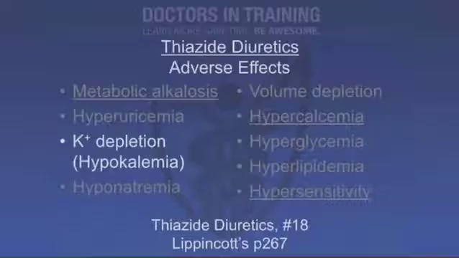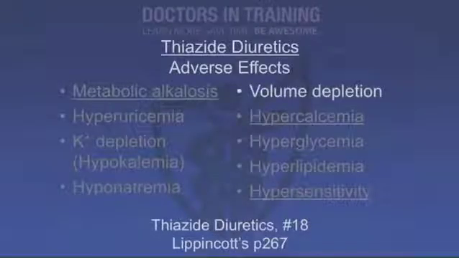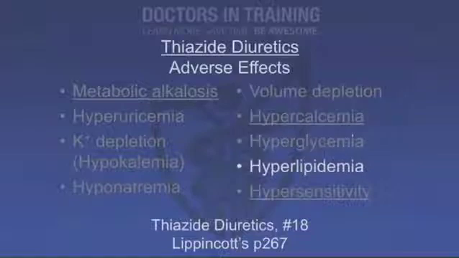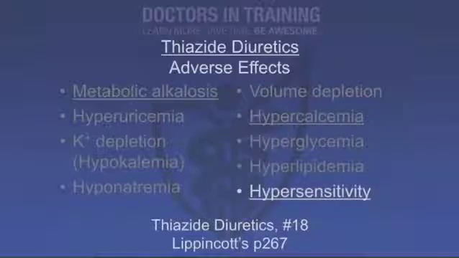They can also lead to significant potassium depletion, which can cause muscle cramping and muscle weakness. And these drugs can also promote hyponatremia and volume depletion. They can promote hypercalcemia, hyperglycemia, hyperlipidemia, and hypersensitivity. That's a lot of hypers in there, but the only real contraindication to thiazide diuretic use is in patients who demonstrate clear hypersensitivity to these drugs.